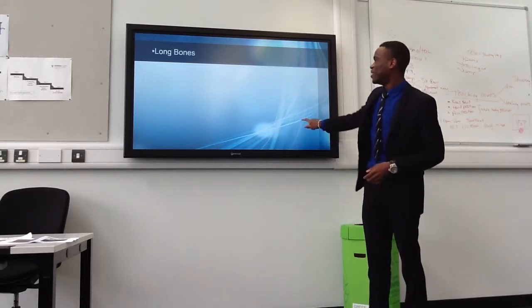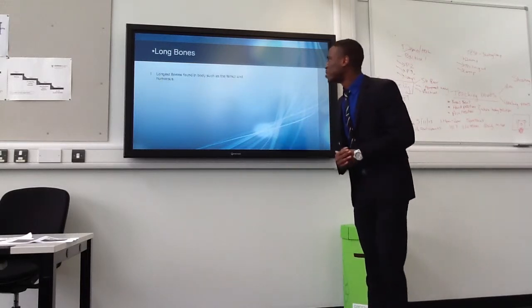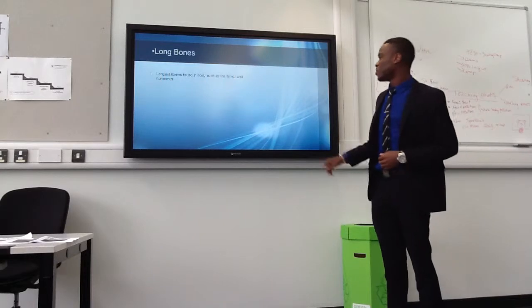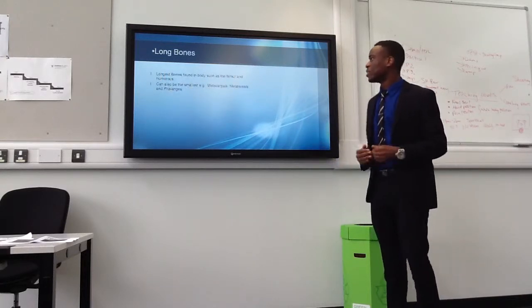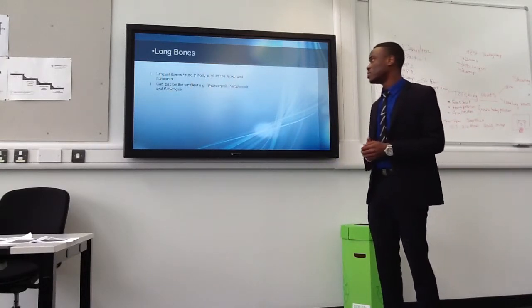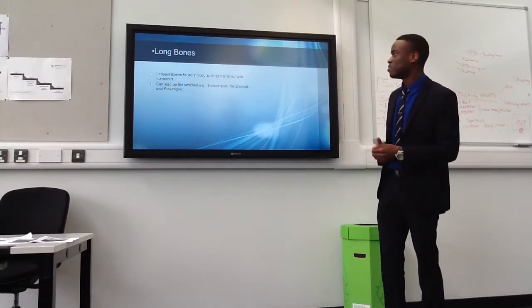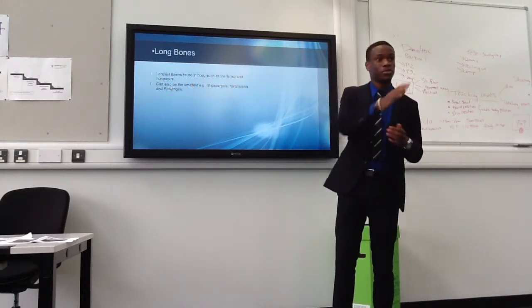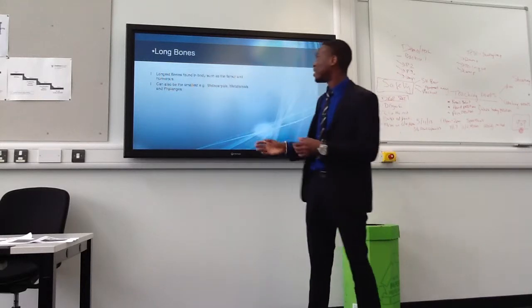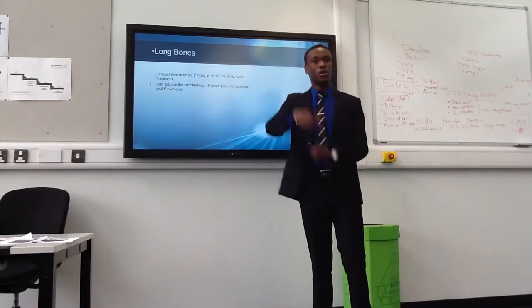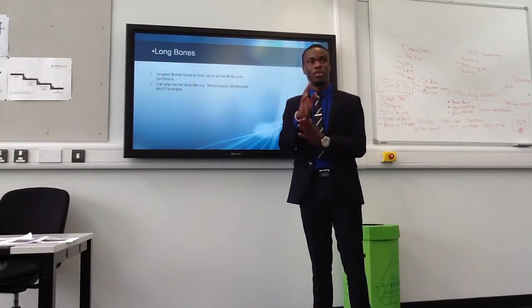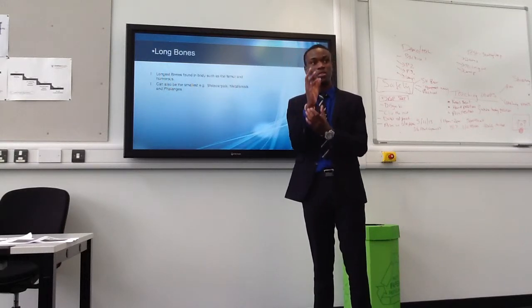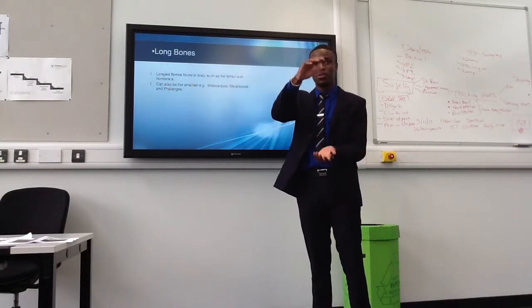Long bones. Long bones are found in the body, such as the femur and the humerus. It can also be the smallest parts of the bones, e.g., metacarpals, metatarsals and phalanges. What that basically is stating is that the rule for long bones is that they're longer than they are wide. So it can be the longest part of your bones, or the smallest, as long as they follow the rules.